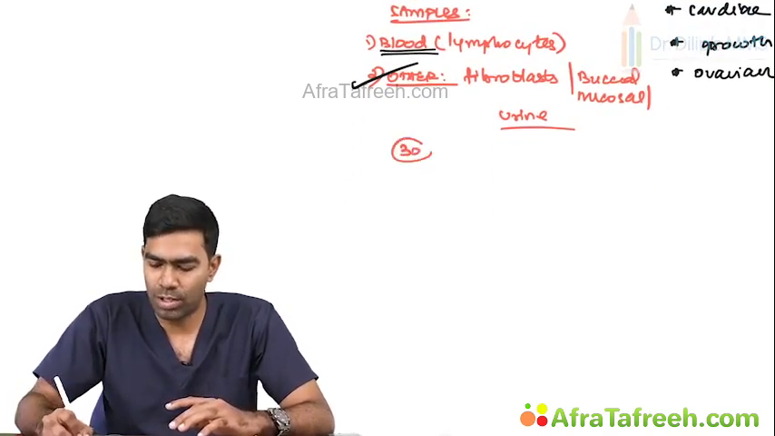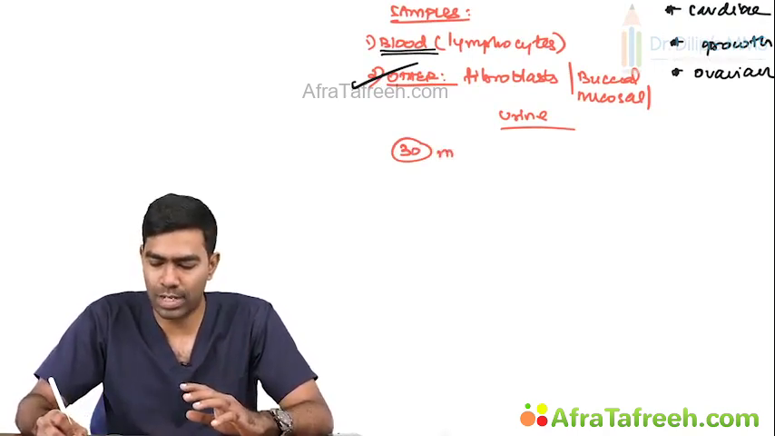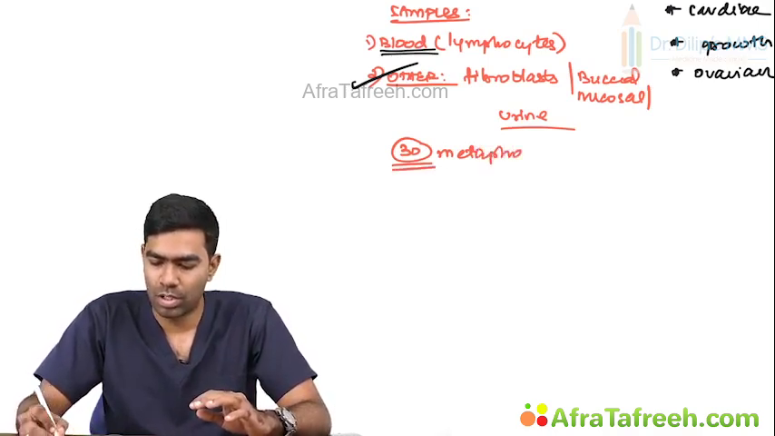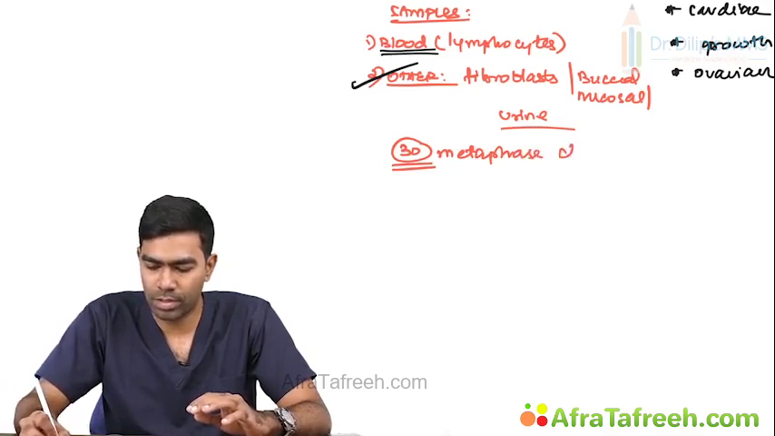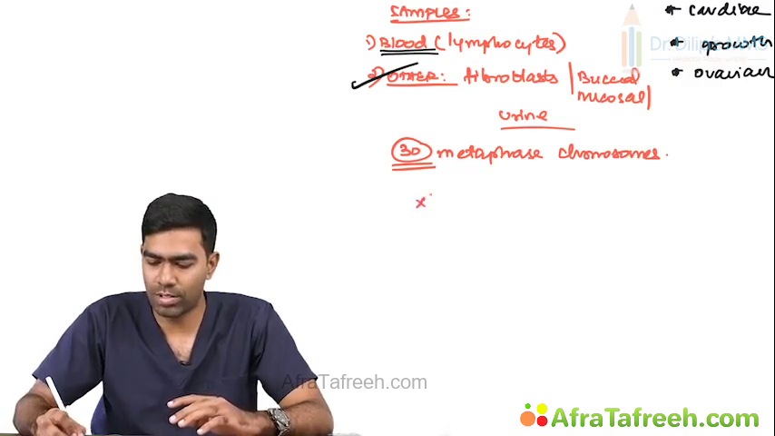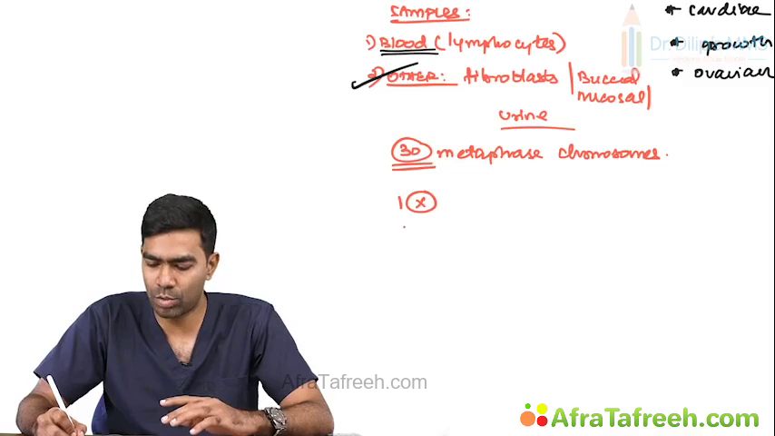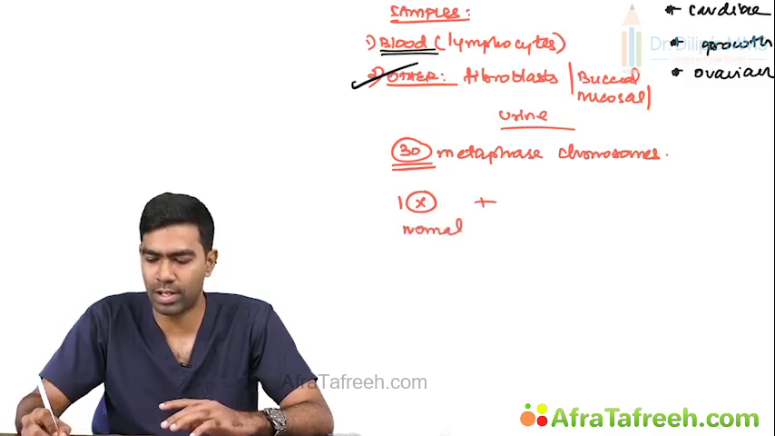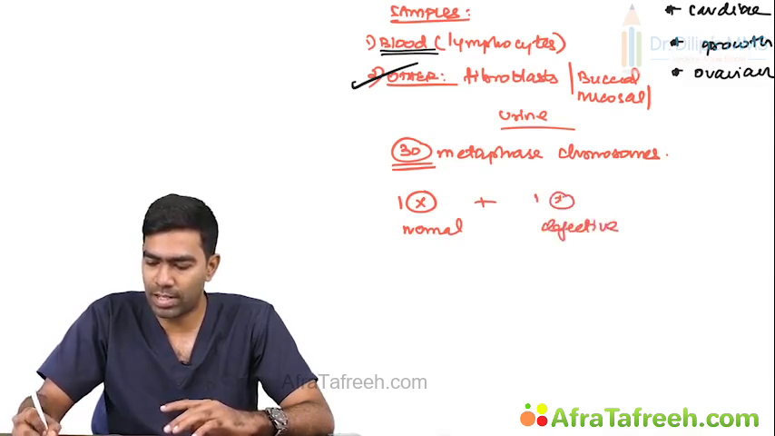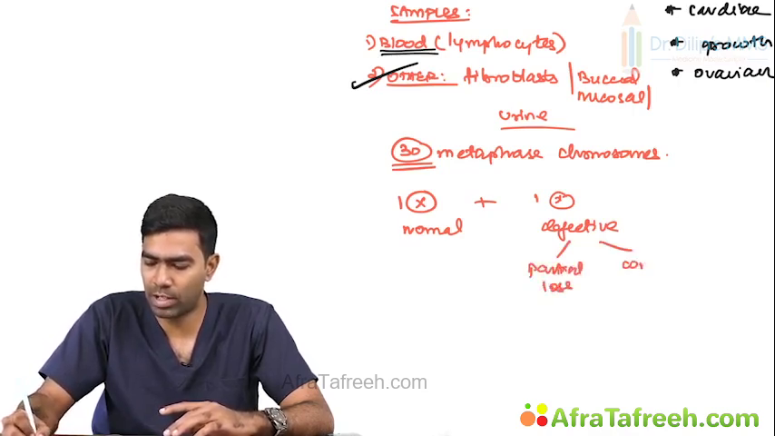And minimum, you should examine at least 30 metaphase chromosomes. That is the least minimum. This is the criteria actually. At least 30 metaphase chromosomes should be karyotyped and examined. Clear? This is the minimum criteria. And in the karyotype, what is the finding you have to see? At least the one X chromosome should be completely normal. This is most important criteria. And another X chromosome should be defective, which means either it could be a partial loss of this X chromosome, or either it could be a complete loss of this X chromosome.